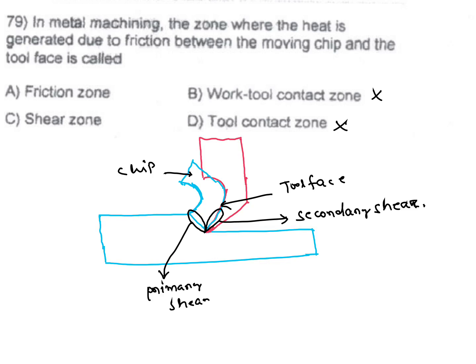Friction zone or shear zone. If they mention secondary shear zone, then directly you can answer that one. But here only shear zone is mentioned. Whether it is primary shear zone or secondary shear zone, we don't know. So friction zone, this is the answer. And the work tool contact zone is here, in this area.